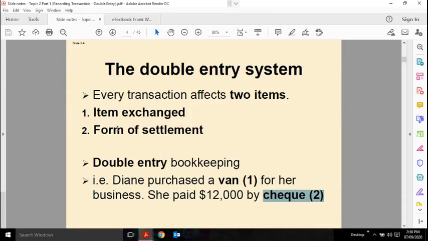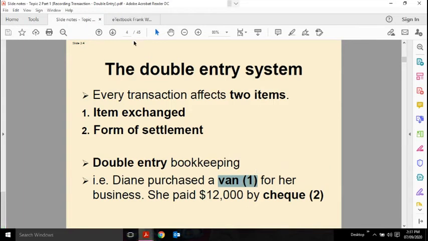Yeah, and then the first one here, there must be one item exchange. There must be a movable item. So now Diana purchased a van. Van is your asset, right? Okay, so the van is moved from one party, let's say supplier A, B, C, and Diana purchased it, so she got that van. So that item exchange is the van. So van from supplier A, B, C to Diana. Okay, sorry, this is not Diana, Diane.